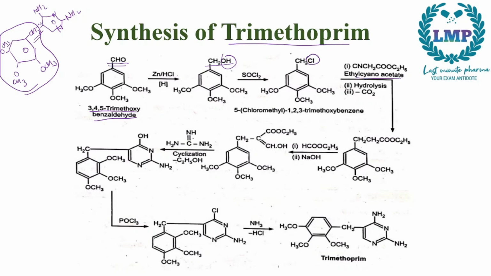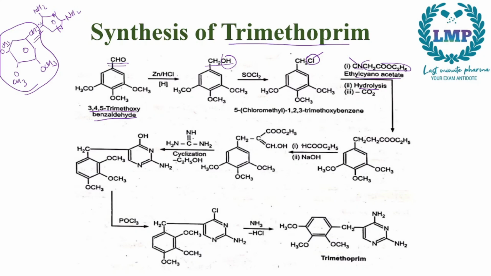Next we will take ethyl cyanoacetate, that is CN, CH2COO, C2H5, and there would be removal of carbon dioxide and hydrolysis. So what will happen is this will be removed and this part right here will be added. So we will get ethyl cyanoacetate added here, chlorine removed, and the NC, that is the cyano group, removed. So we will get this. Then there would be addition of HCOO, C2H5 in the presence of NaOH.